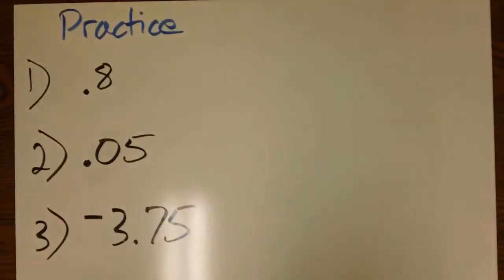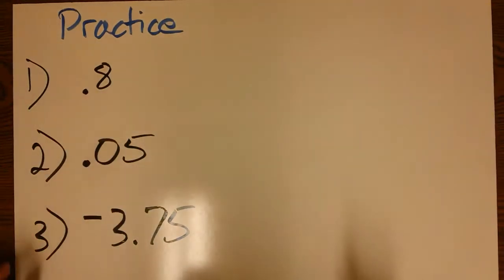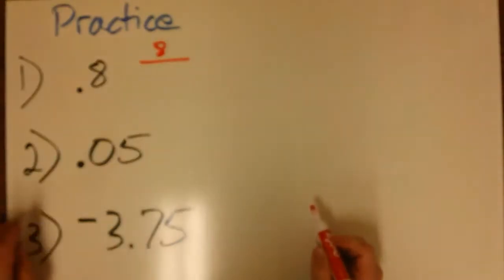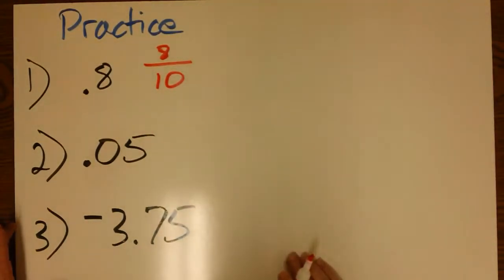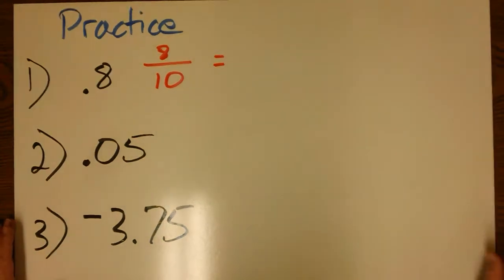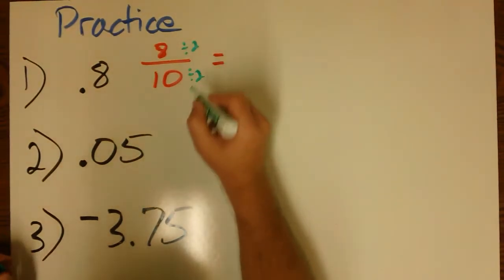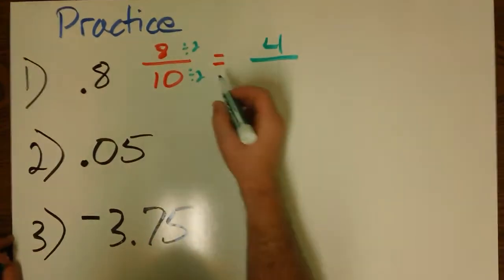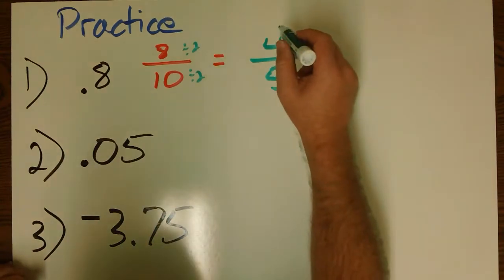Okay, let's go ahead and look at some practice problems. Here we have 0.8. So we're going to write the 8, and we'll write it over the place value. The 8 is in the tenths place, so the fraction is 8/10. However, we are going to reduce that. That is another one that we can divide by 2, the greatest common factor. 8 divided by 2 is 4, and 10 divided by 2 is 5. So 0.8 or 8/10 is known as 4/5.